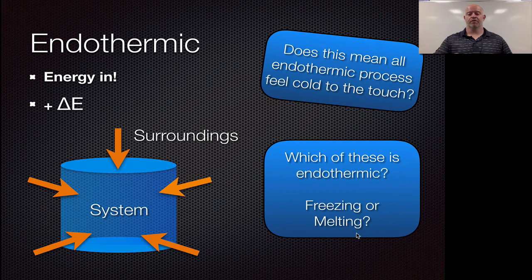Now again, sometimes that feels weird to us because we always refer back to our own personal experiences, and when we touch something that's freezing cold, like a block of ice, it feels cold to us. But if you think about it for a second, when we touch ice, we're not freezing the ice. We're actually melting the ice, right? Because our hand is hotter than the ice. So when we touch it, we're actually causing melting to happen on the ice. And if the system is our ice, we're actually causing ice to melt, which is endothermic. So that's kind of the first one.